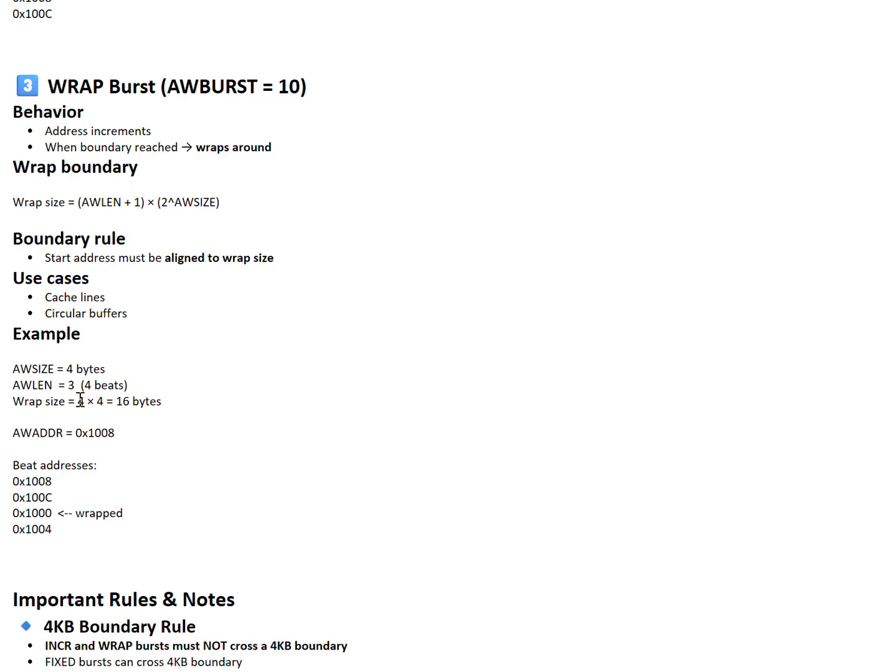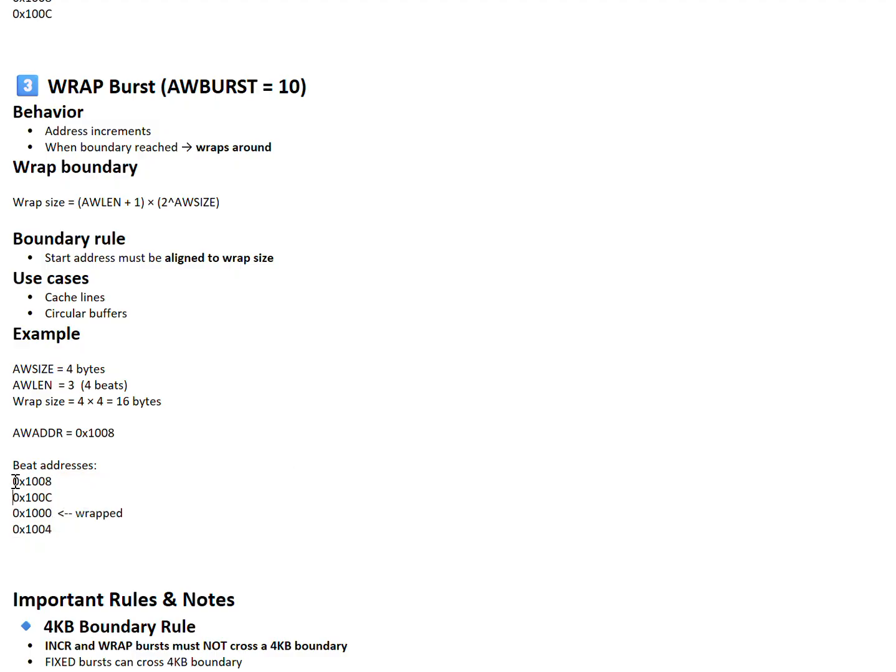When we take the same example here, AWSIZE is 4 bytes and AWLEN is 3. The wrap size, as we already saw, is AWLEN plus 1, which is 4 beats, times the size of 4 bytes. So the wrap size comes to 16 bytes. Let us say the starting address is 1008. The aligned address will start from 1000. Since there are 4 beats, it starts from 1008, goes to 100C, and then after 100C, it has to wrap around to 1000, and then it again increments to 1004.